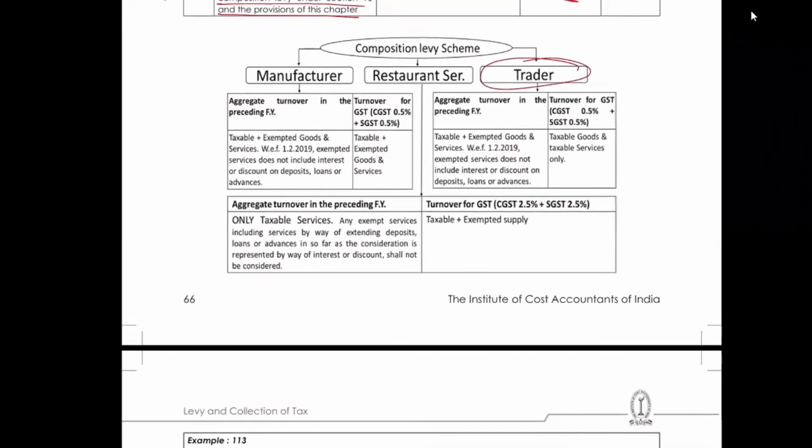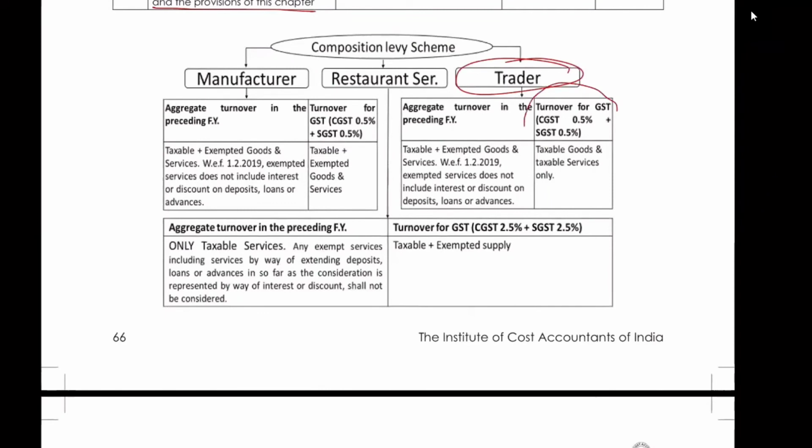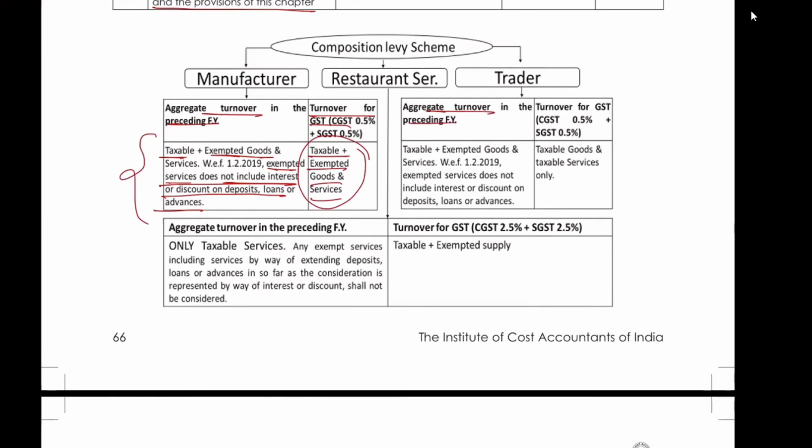For a manufacturer, aggregate turnover means taxable and exempted goods. Exempted services will be there, but it does not include interest on deposits, loans, or advances. Turnover of GST, taxable plus exempted, has to be added in the turnover, and the aggregate turnover has to be added. Aggregate turnover is similar in every place. But for a trader, only taxable turnover is taken, which is taxable goods and taxable services.